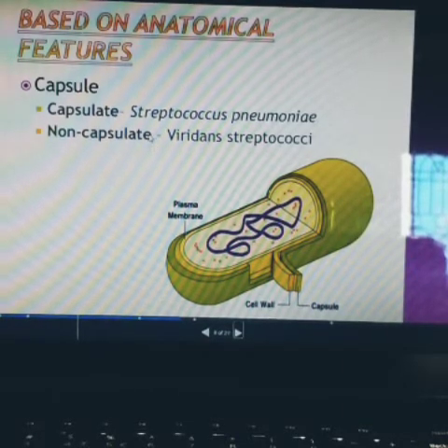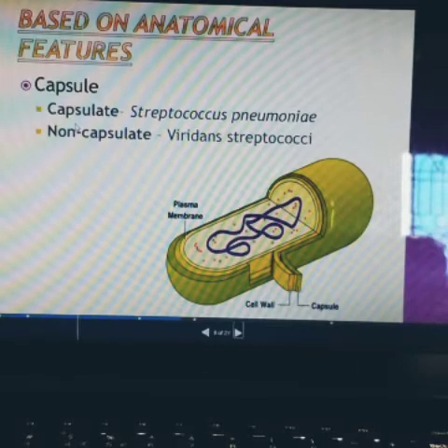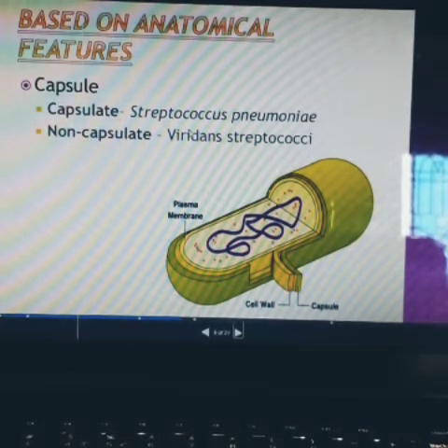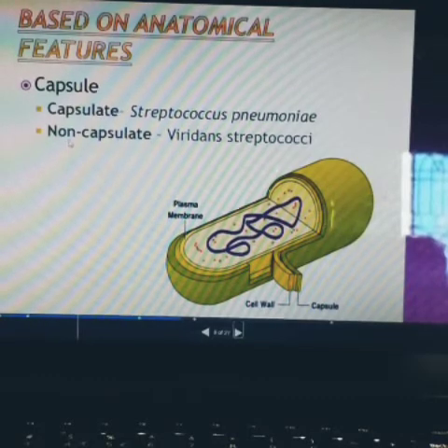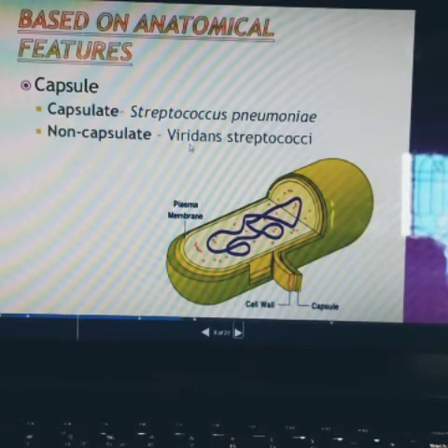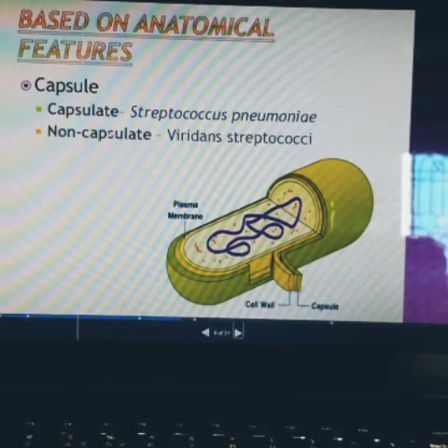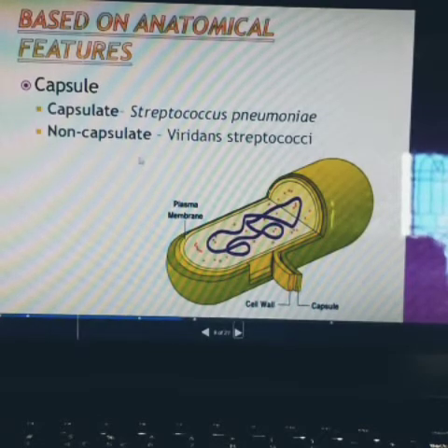Based on this anatomical structure, bacteria have two types, capsulated and non-capsulated. Streptococcus pneumoniae contains the capsule structure, but non-capsulated bacteria also exist, for example Viridans Streptococcus. Viridans means having small symptoms like viruses. Viridans Streptococcus bacteria do not have a capsule. So you should understand this.